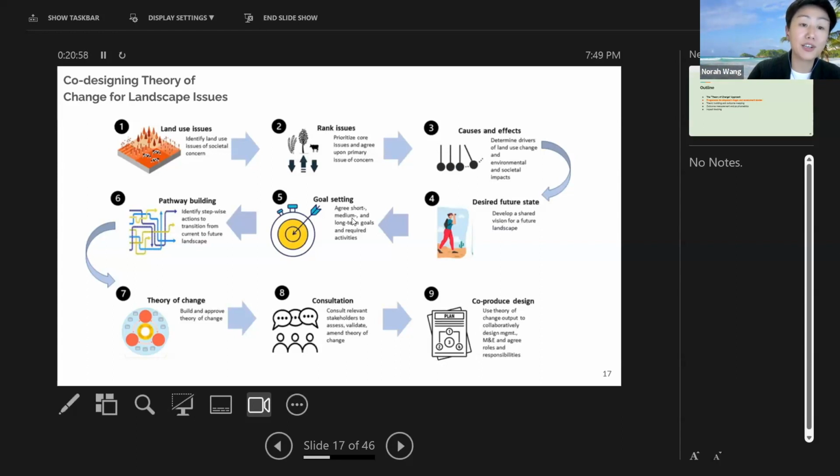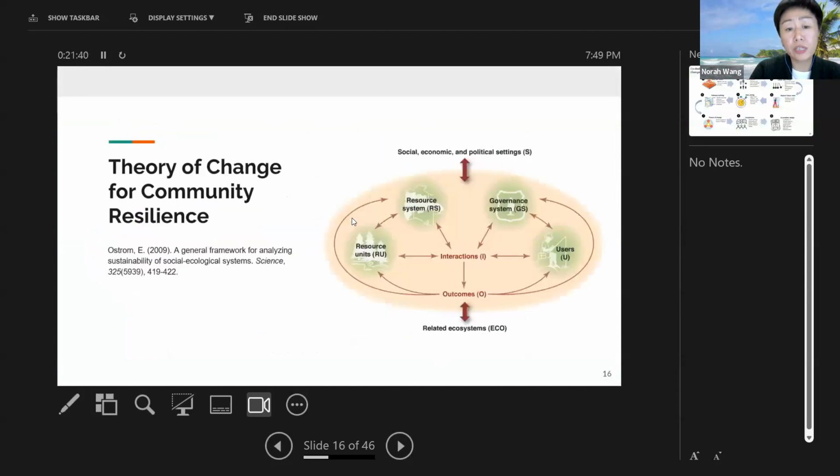So you have a group of community members who come together, so they can identify all the land use issues, then rank the issues based on priority, based on the community needs. And then they can determine the drivers of land use change and the environmental and social impacts. And with that, they can determine the desired future state, and move on to goal setting and pathway building. Then they can articulate their theory of change. Again, it's a community level theory of change work rather than individual level work.